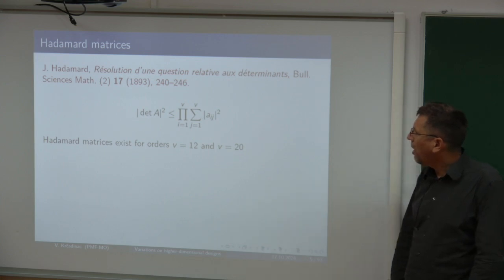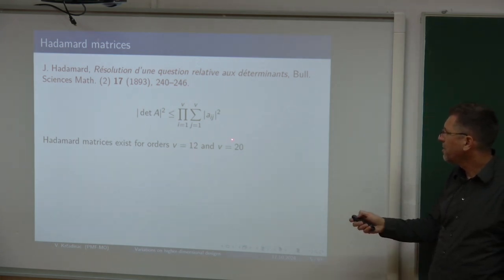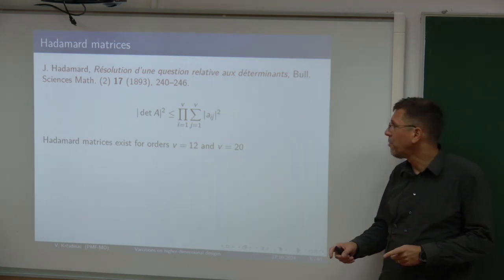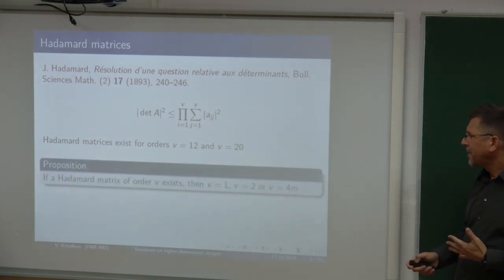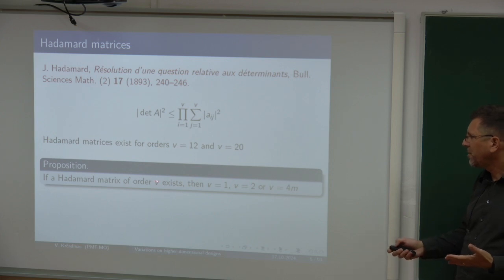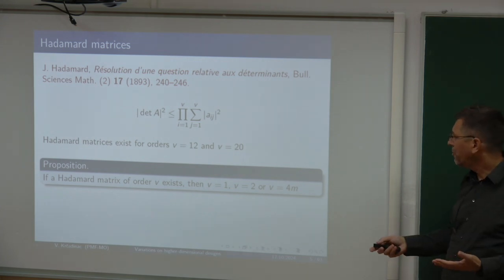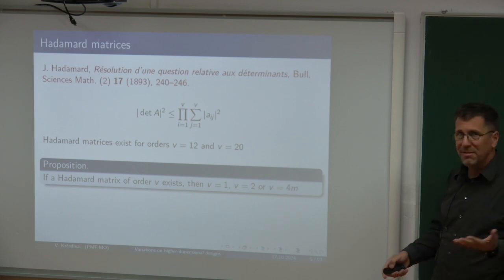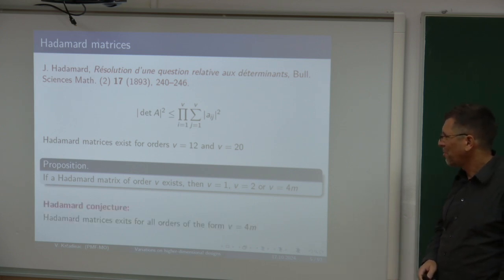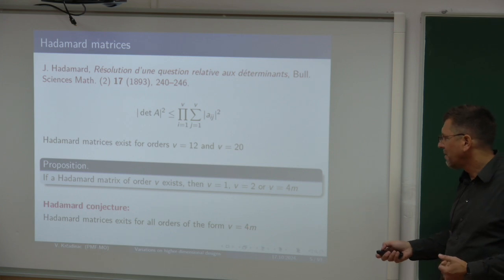And also Hadamard knew that they exist also, for example, for orders 12 and 20. So it's not just powers of 2. And he proved that if a Hadamard matrix of order V exists, then either V is 1, 2, or it must be divisible by 4. So it cannot be any order, but the Hadamard conjecture, that's the first open problem here, is that they actually exist for all orders divisible by 4.